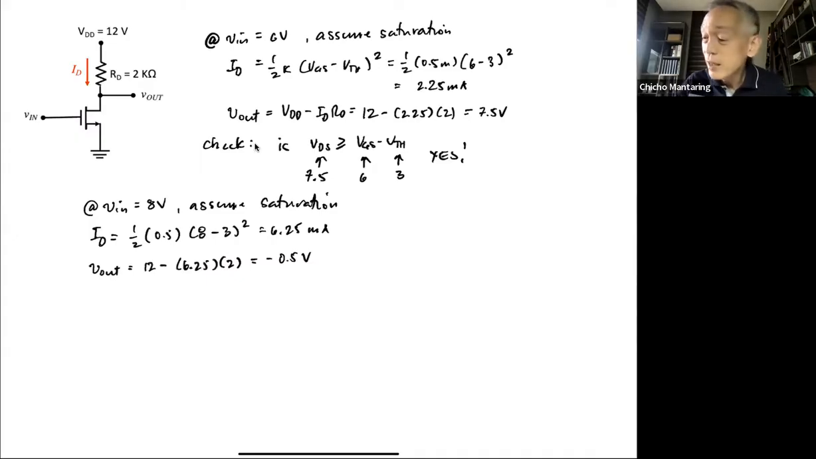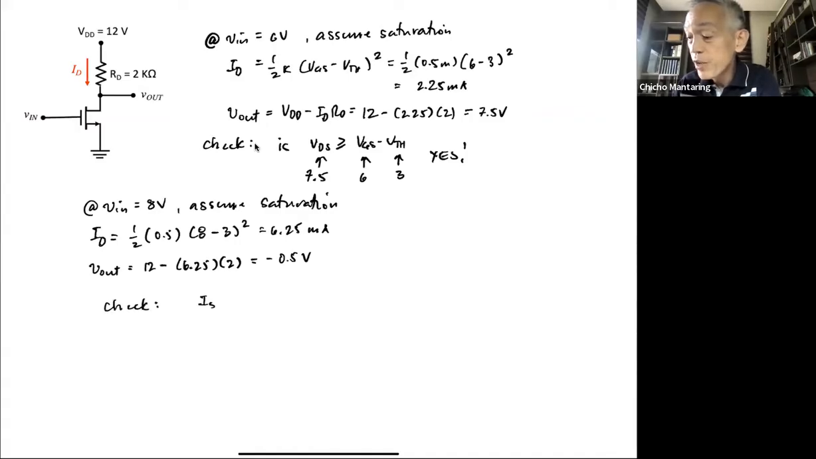Actually, even here, there's already a warning sign. How can this be negative? Your supply voltage is positive, your input voltages are positive. Where will a negative voltage come from? So that's already a warning sign. But let's say you don't have a good feel for these things yet, because getting a feel for things comes with experience. Then you do your check.